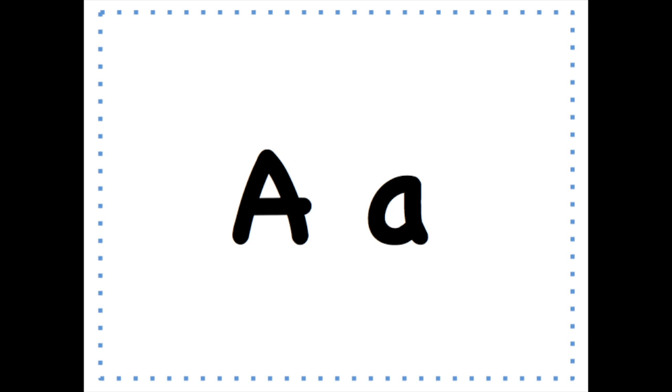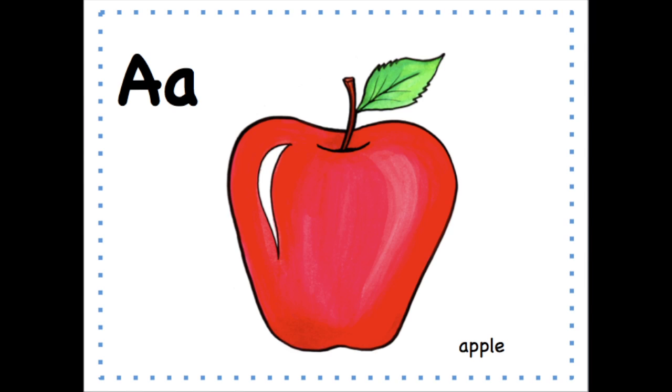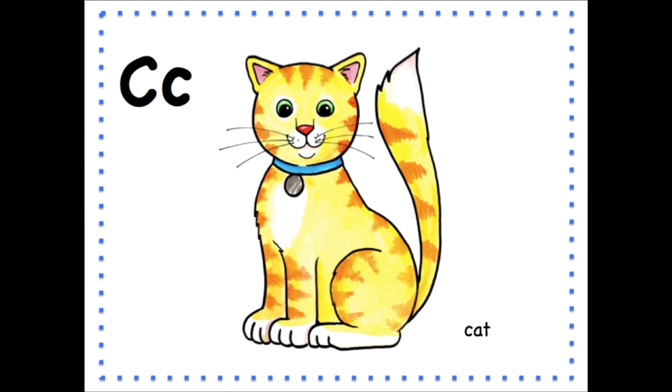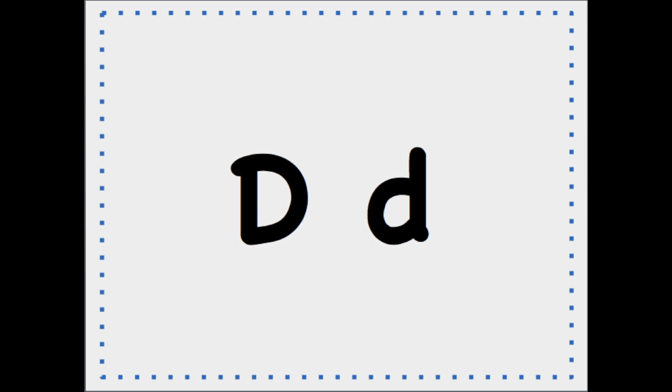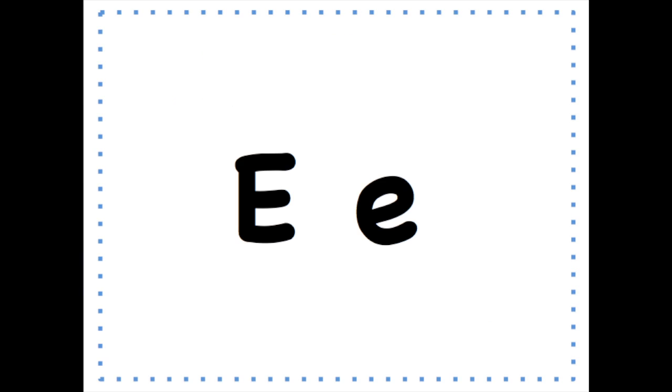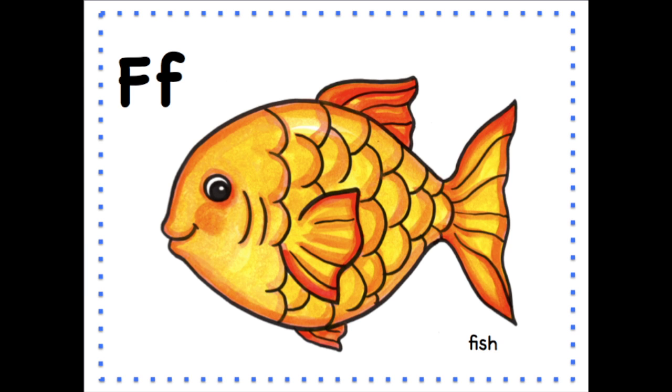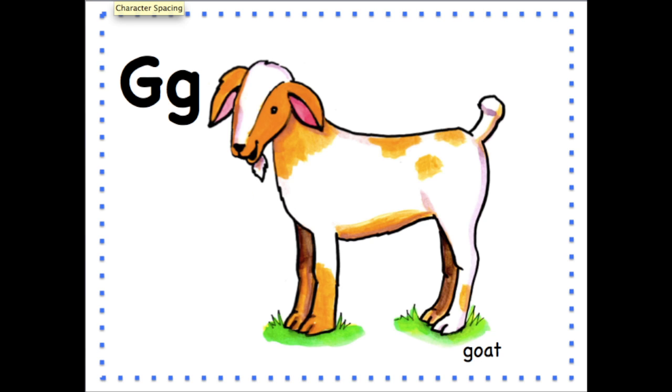Alphabet chart. A, A, apple. B, B, bear. C, C, cat. D, D, dog. E, E, elephant. F, F, fish. G, G, goat.